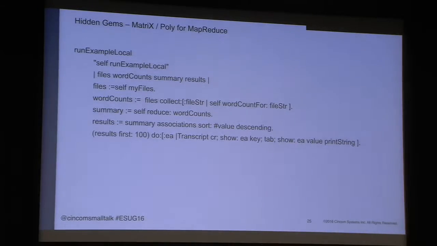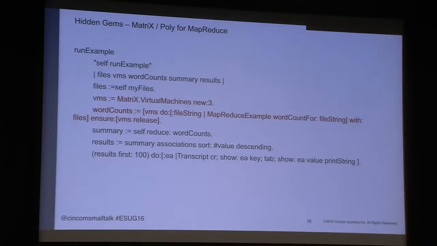But the upshot is, okay, here's taking that same example. The 2 lines in red are the only changes in this case. I add one new line, VMs, matrix.virtualmachines, new 3. I'm creating 3 machines. And the next line I had to change in order to use, in this case, matrix, to do this concurrently with the multiple cores on a local machine. So it's addressing that concurrently.